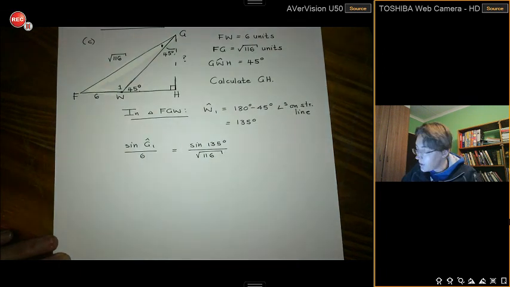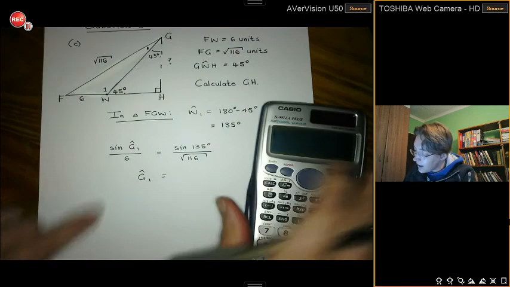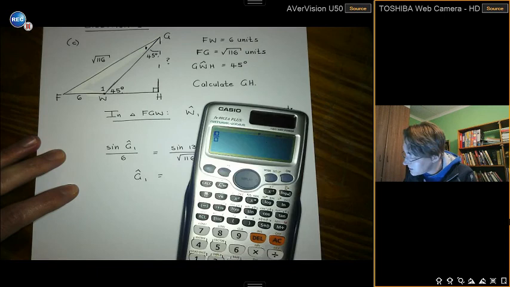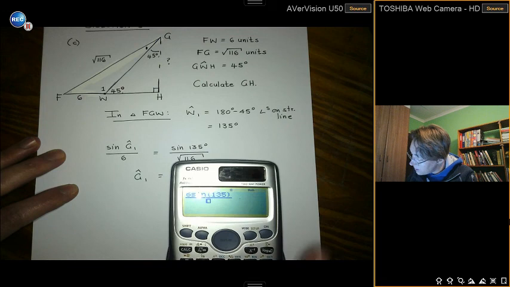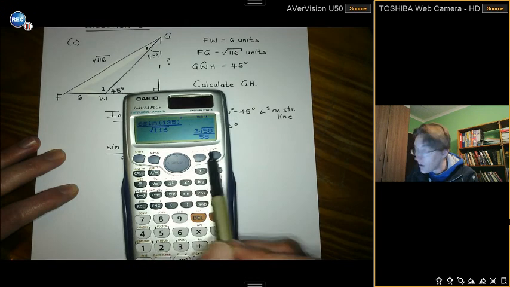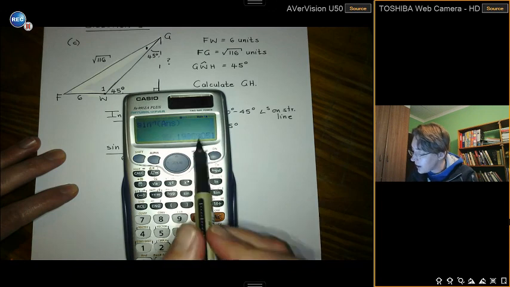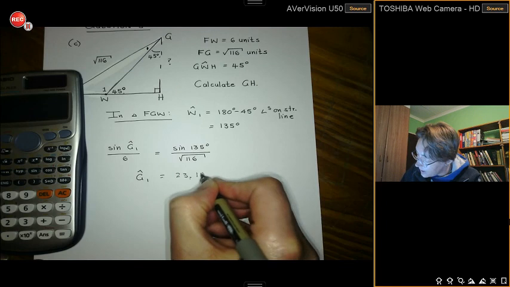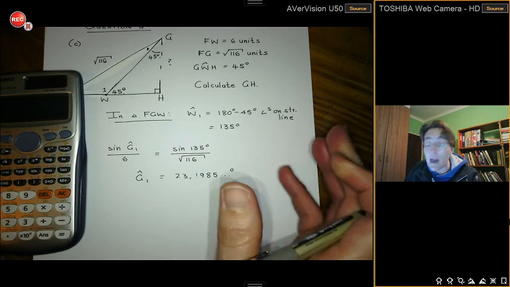And just to speed up a bit, I'm just going to do the calculation and write it straight down. So we're going to say it's that times that, but then I have to inverse sine it to get the angle. So I'm going to say it's 6 sine of 135 degrees divided by the square root of 116. And like I said, that answer is not my final answer. I still have to do shift inverse sine of that answer, and I get my angle, which is 23,1985 dot dot dot degrees, because remember, I'm not allowed to round off yet. I can only round off at the very end.